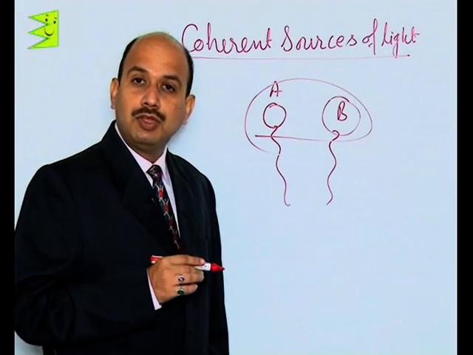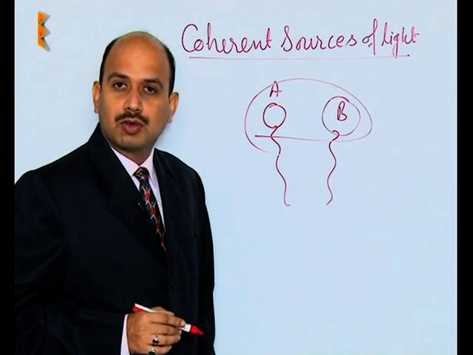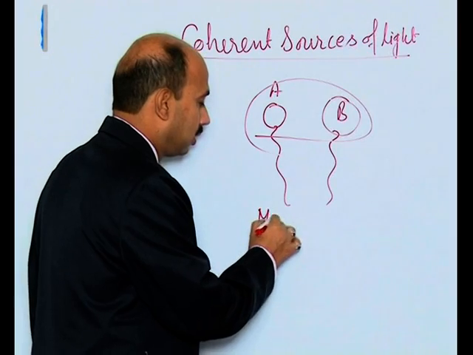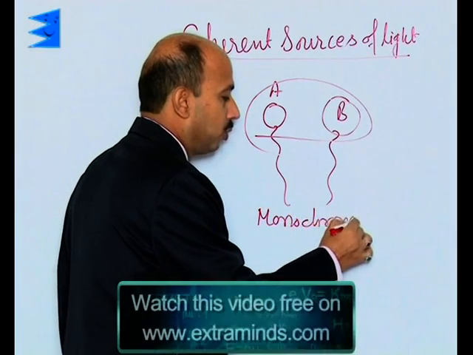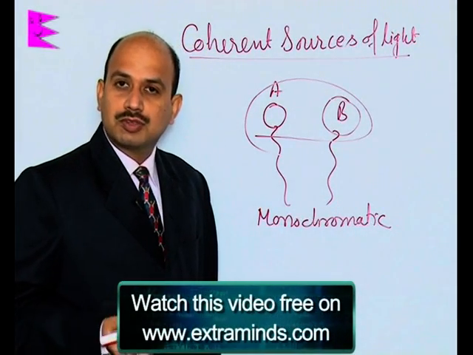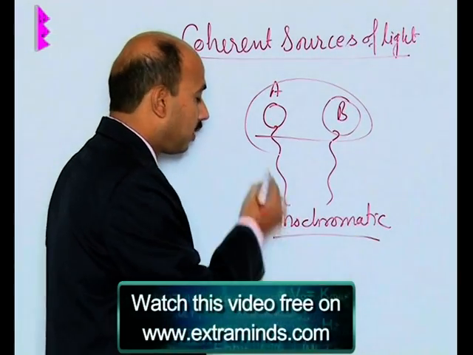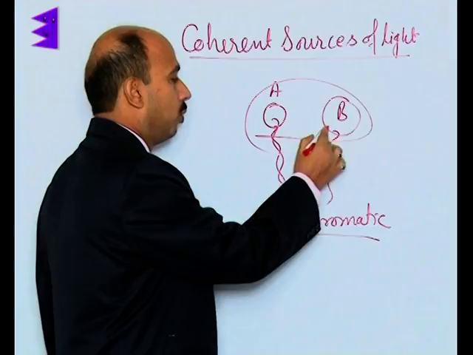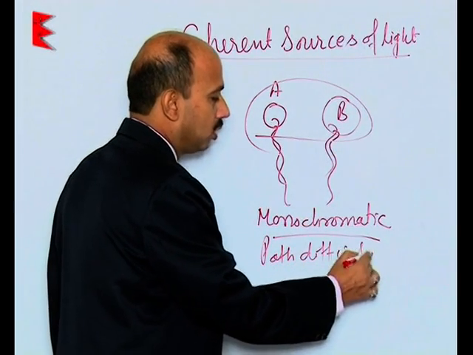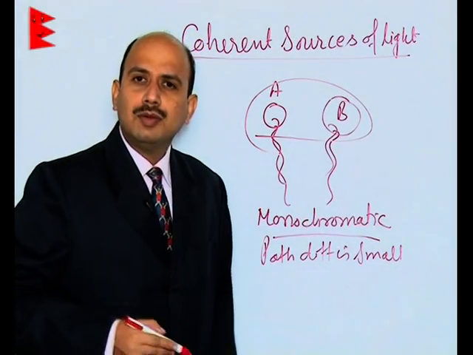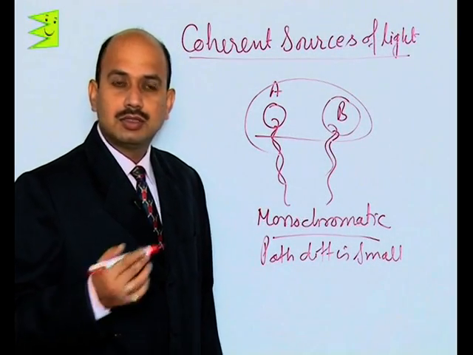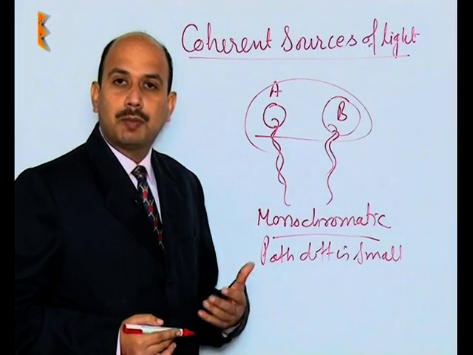Now we have to see what conditions are required for coherent sources of light. First, the source of light should be monochromatic. If a monochromatic source of light is taken, then the light sources can be coherent. Another one is that the path difference between the two sources should be small. And the third, which I discussed in the starting, is that the phase difference should remain constant and should not change with time. So these are the properties of coherent sources.